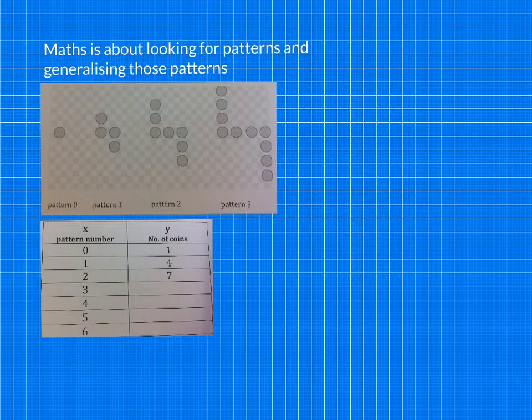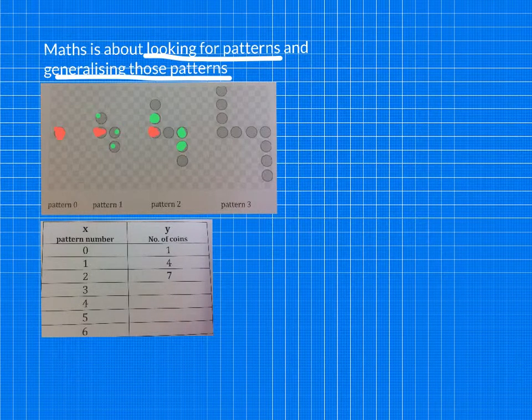Maths is about looking for patterns and then being able to generalize those patterns. In this case, we're starting off with pattern 0. It's pattern 0 because we're starting off with 1 dot, and then each time we're going to add more. So in the second pattern, we have our starting dot still, and this time we've added another 3.